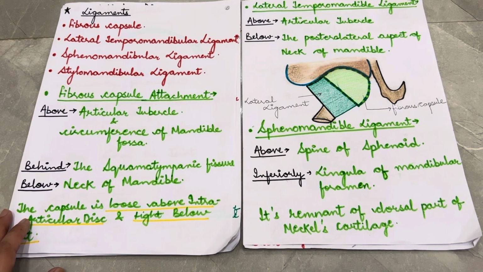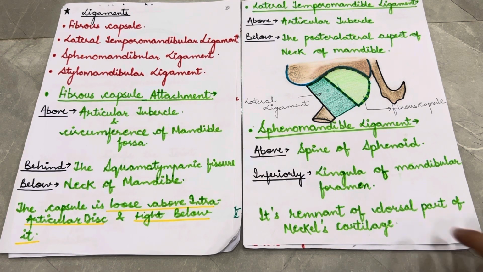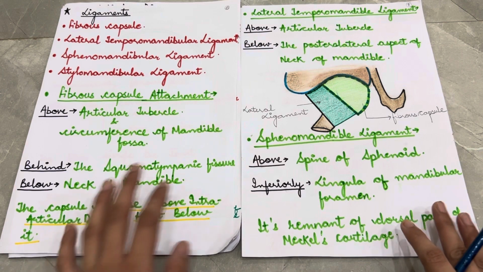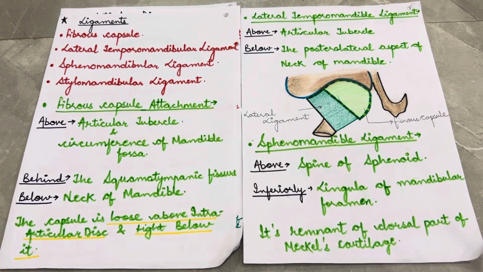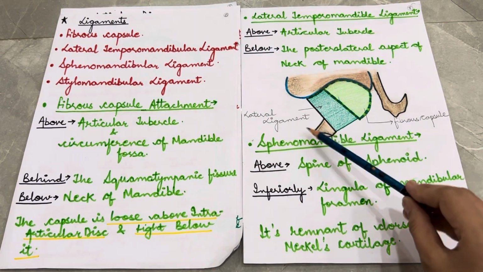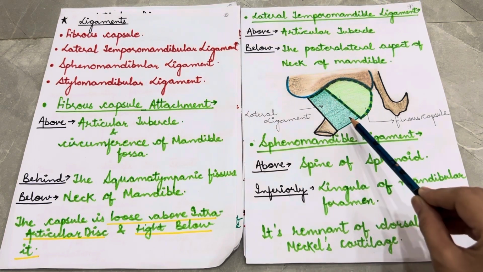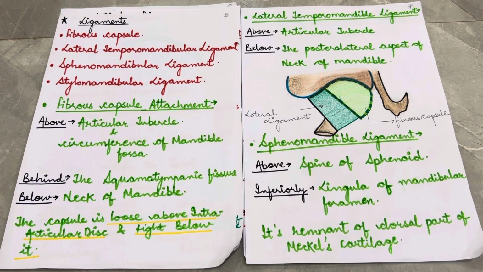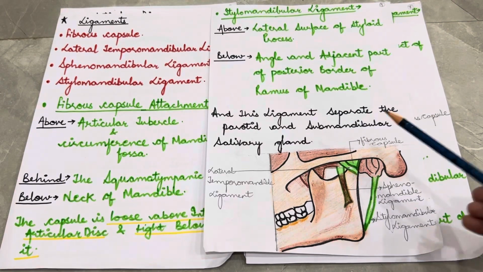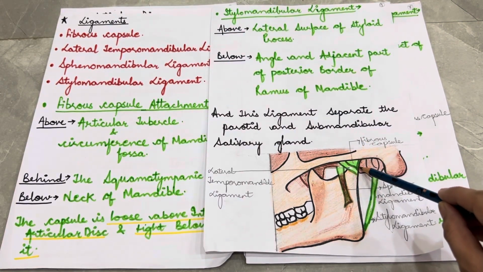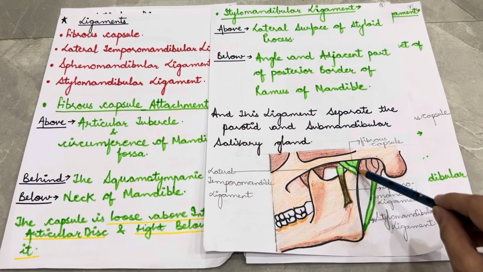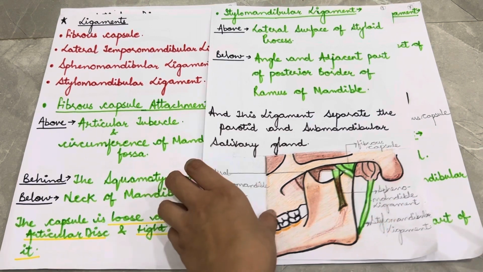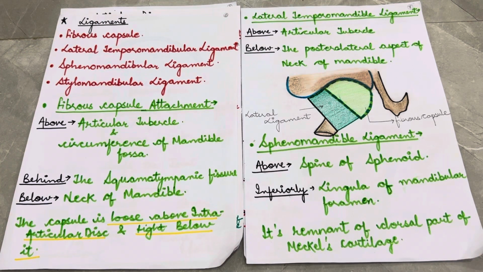The next one is the lateral temporomandibular ligament. We'll see its attachment. Above, it is attached to the articular tubercle, and below to the posterolateral aspect of the neck of the mandible. If we see over here, below it is attached to the posterolateral aspect of the neck of the mandible.